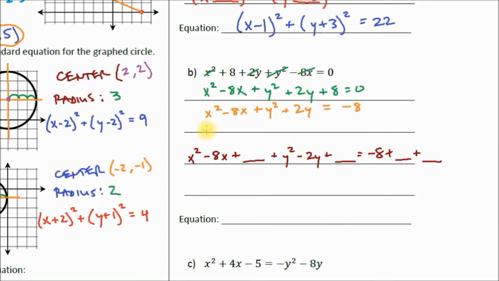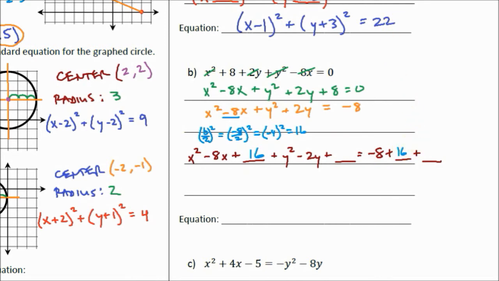Okay, let's find our value that goes here. It's going to be found with b over 2 squared, and we know the b value of the x terms is negative 8. That's negative 8 over 2 squared, which is negative 4 squared, which is 16. That first number is 16.